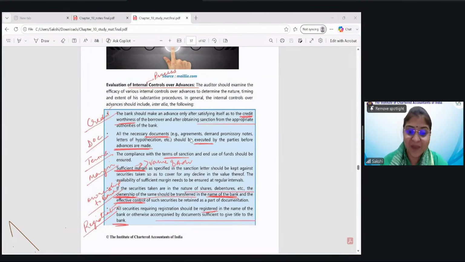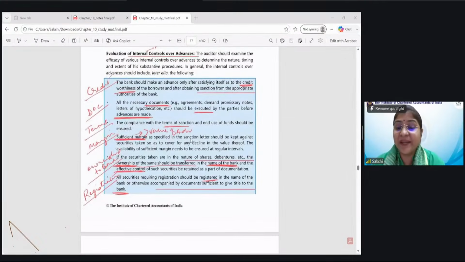Okay, next. All securities requiring registration should be registered in the name of the bank. Okay, first we say in case of shares and debentures, the ownership has been transferred to the bank. It requires registration. It is registered in the name of the bank. Otherwise accompanied by the document that is sufficient to give title to the bank. Okay, some documentation that is sufficient to give title to the bank, that we did in the hypothecation and mortgage, where you transfer the ownership when neither ownership nor possession is transferred. You remember all these things?